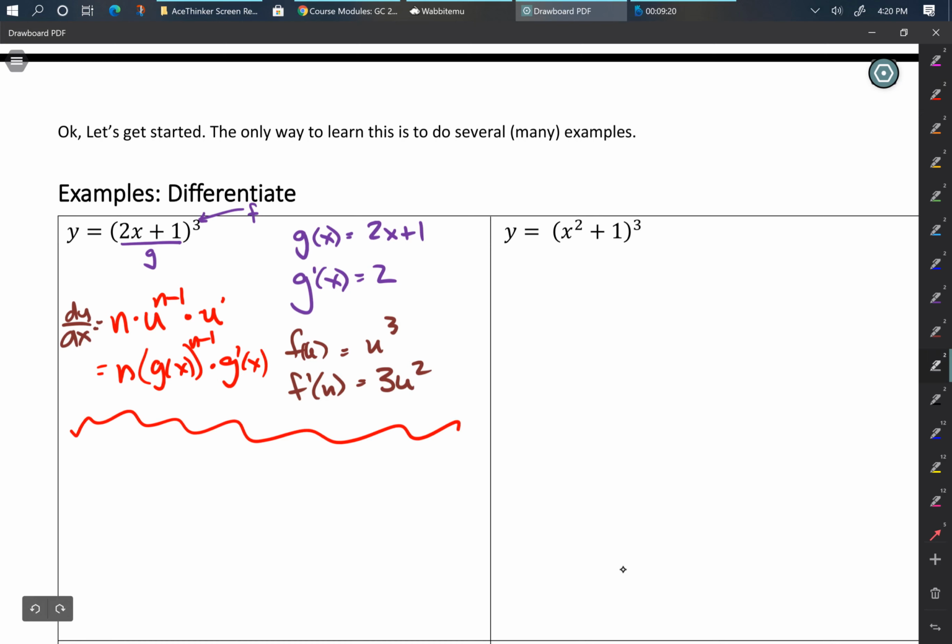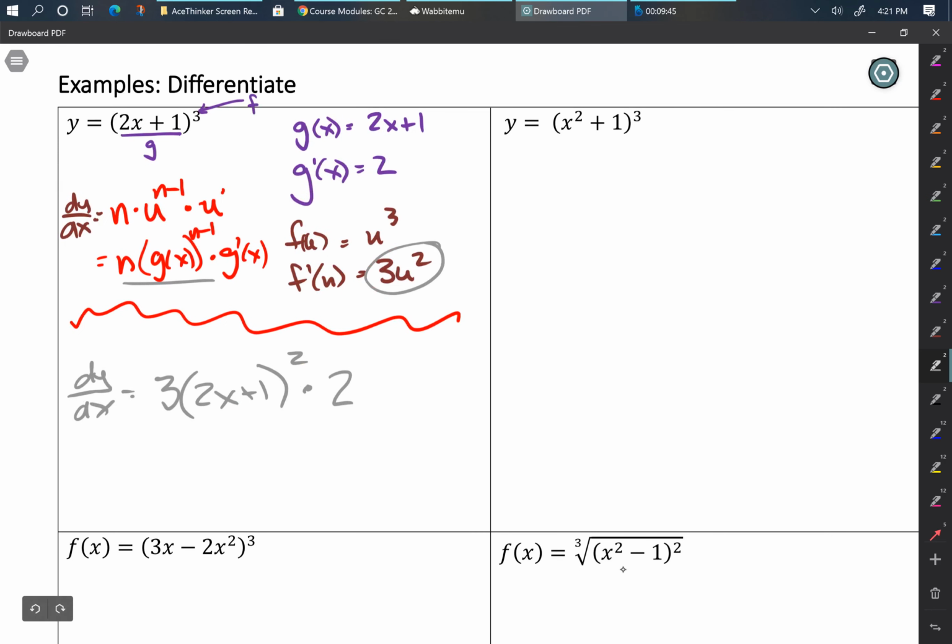So no matter how you're looking at this one, our dy dx is going to be 3 times the function u, but our u is our g of x, or our 2x plus 1, to the second power. That's coming from here. That's the f prime of u, or that's the n times g of x to the n minus 1. And then we need to multiply this by g prime, and g prime is just 2. And then we'll do a little bit of algebraic cleaning up, because it is unacceptable to leave it like that. We can't leave this 3 here and that 2 there and not multiply them together. They're both monomials. So we have 6 times 2x plus 1 squared.